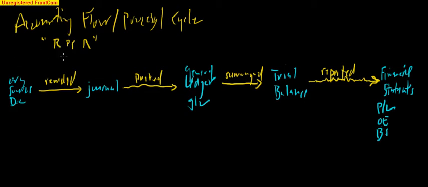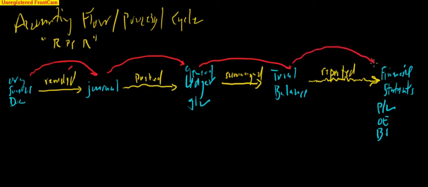So we have original documents go to a journal. From the journal, it's posted to the ledger. From the ledger, it's summarized in the trial balance. From the trial balance, it's reported into financial statements. So this RPSR is this. R, recorded. P, posted. S, summarized. R, reported. But we learned in Chapter 3 that some other things are happening here.